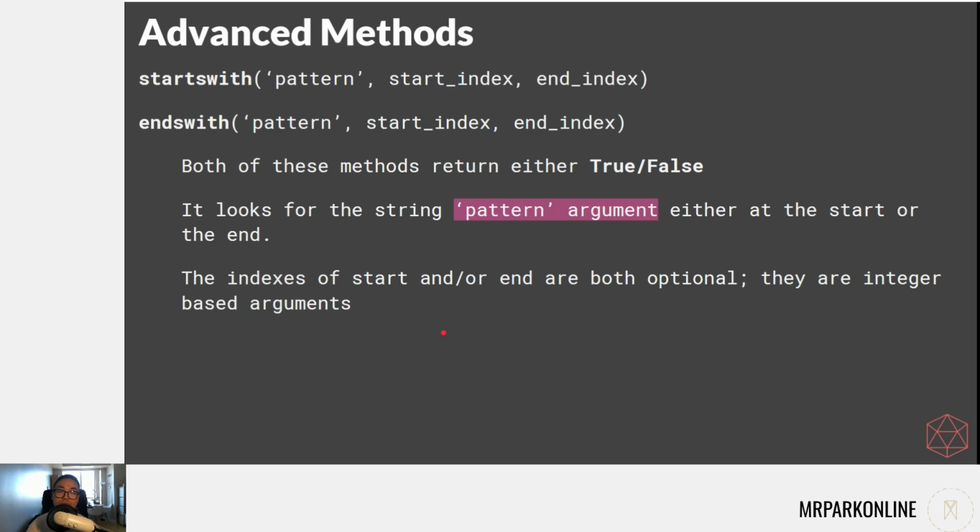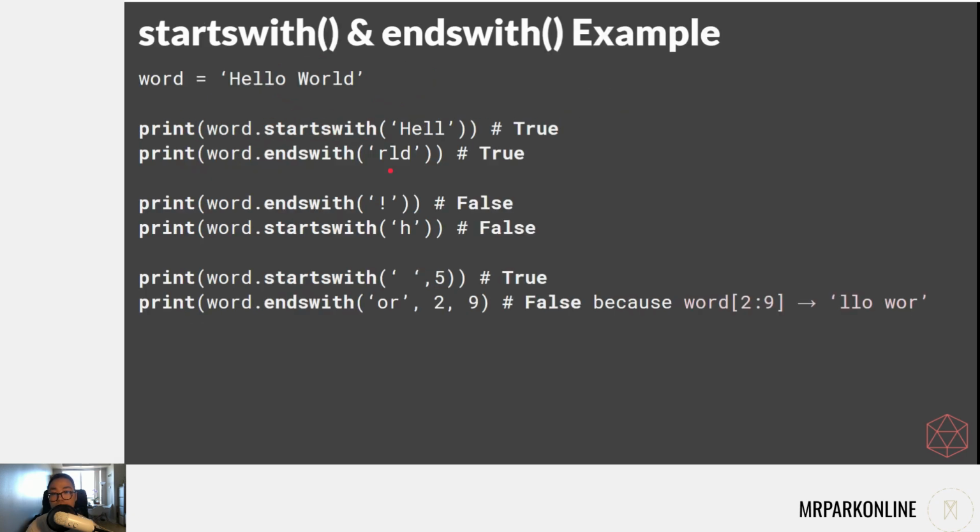Okay, some more advanced methods. We have startswith and endswith. It will look for a pattern, and the indexes are optional. Basically, we're going to say, hey, does this string start with this pattern, or does this string end with this pattern, right? And it returns true or false. So it's another Boolean method. So it's going to help us create some nice if conditions or while loops.